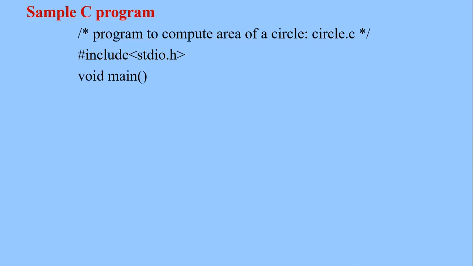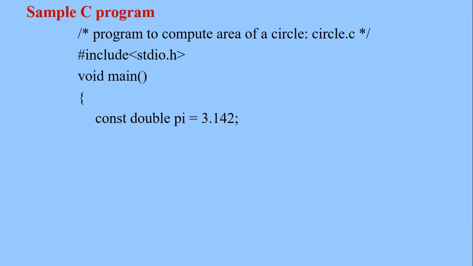Then void main, this is the main function. And then we have the left brace. Then we declare a memory location called pi, which is going to hold values that will have fractional parts. That's why it is double. And that value will remain constant. It will not be changing during program execution, and therefore we call it const. So const double pi, and then we initialize it with a value, which is 3.142. So const double pi equals 3.142.